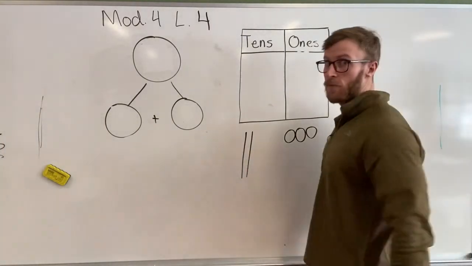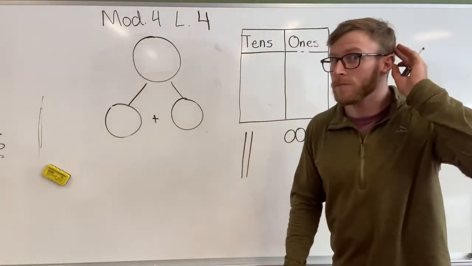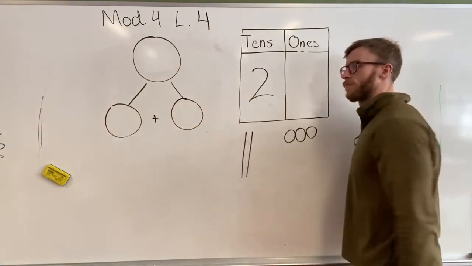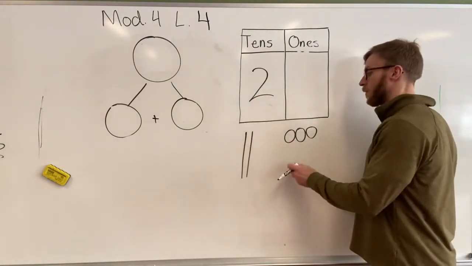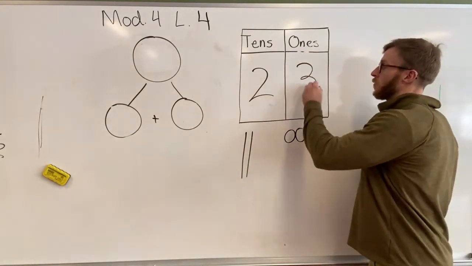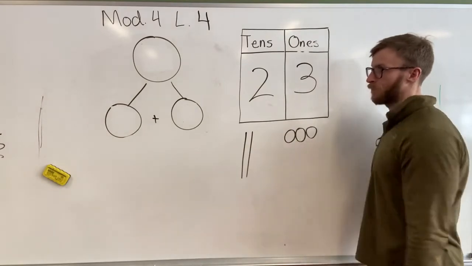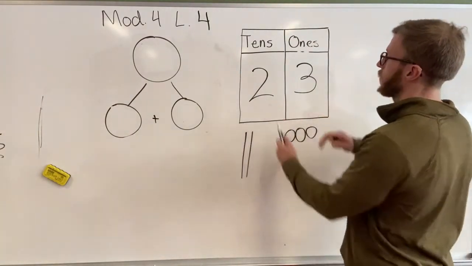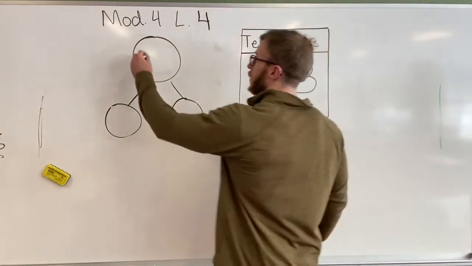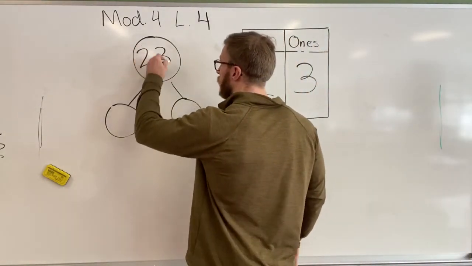How many tens do we have? We got 2. 1, 2. I write 2. How many ones do we have? Did you say 3? If you said 3, you are correct. 1, 2, 3. Okay, now looking at this number, we can clearly tell it is the number 23. So I write 2 tens, 3 ones as our whole.